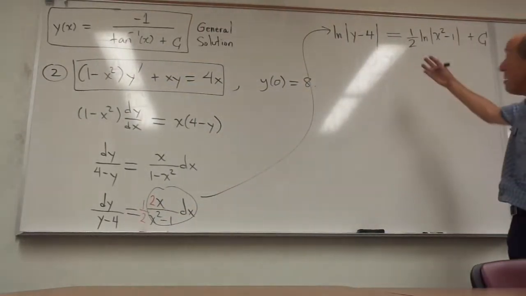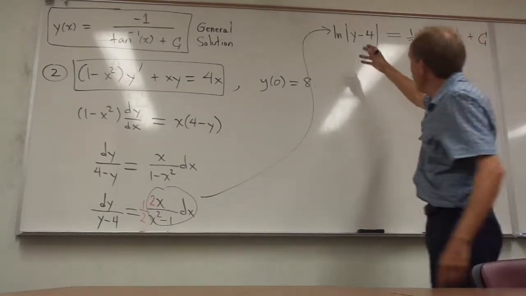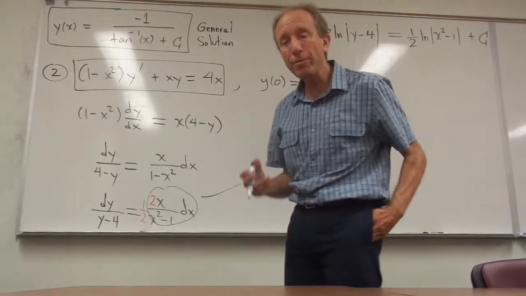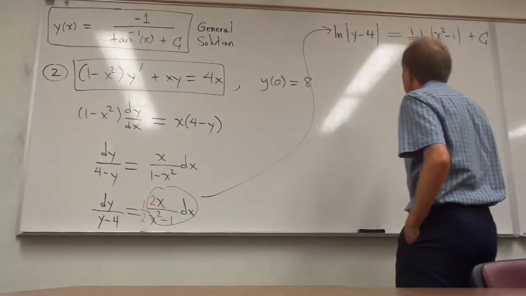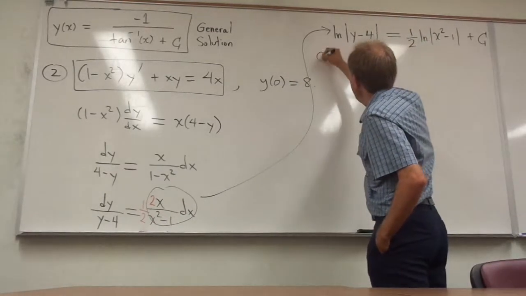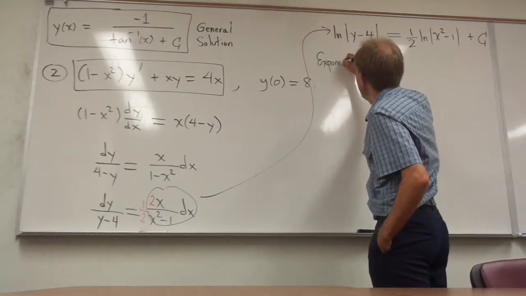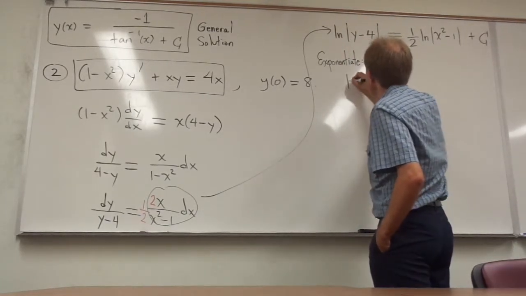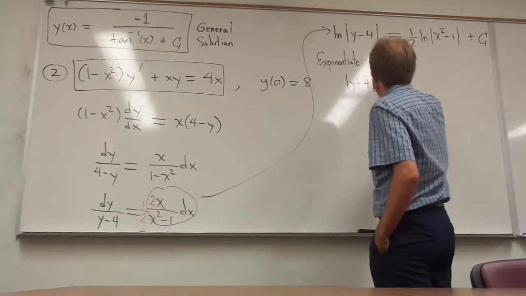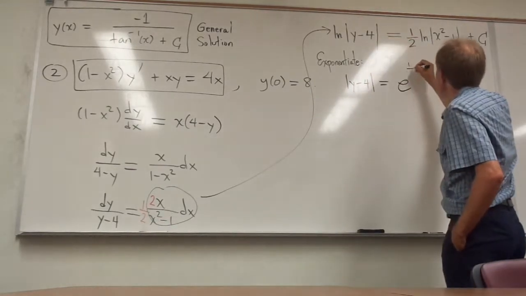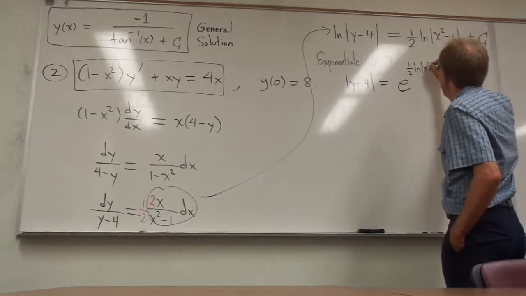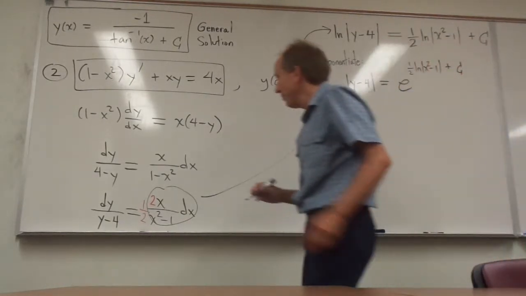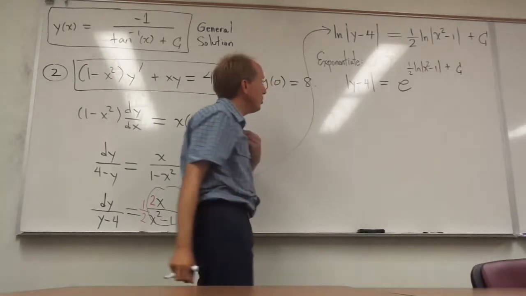This is an implicit expression that relates x and y, but we can actually solve this one for y as well. It's a little more complicated, but if I exponentiate on both sides, I can cancel the ln. So I'm just going to raise both sides to the e. That's usually the best way of getting rid of a natural logarithm, is to exponentiate it.